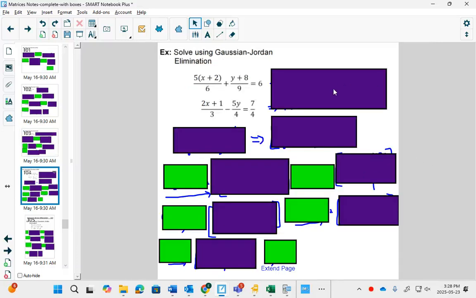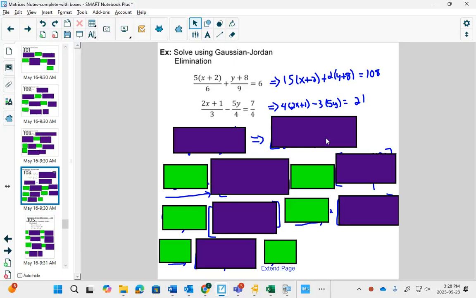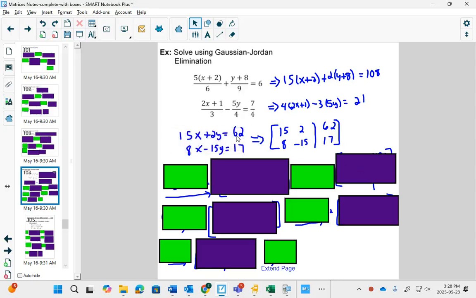And for the last one with fractions, I actually would multiply first to get rid of fractions. And then distribute. And I get 15, 2, 8, negative 15, 62, and 17, which are not nice numbers. But I go, well, sometimes I would do math where I would say, okay, I'm going to do 15 row 2s minus 8 row 1s and see what I get.